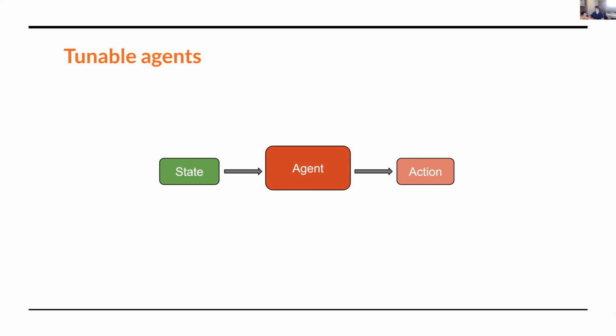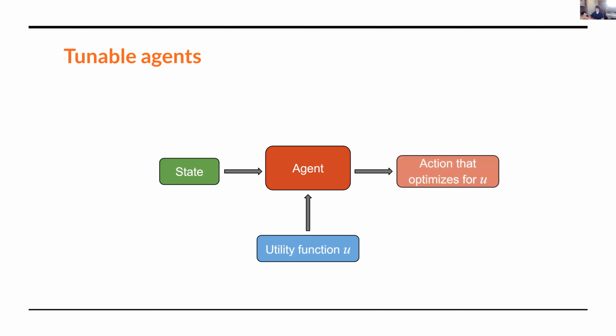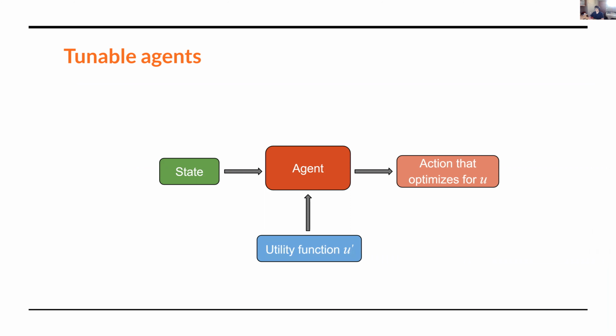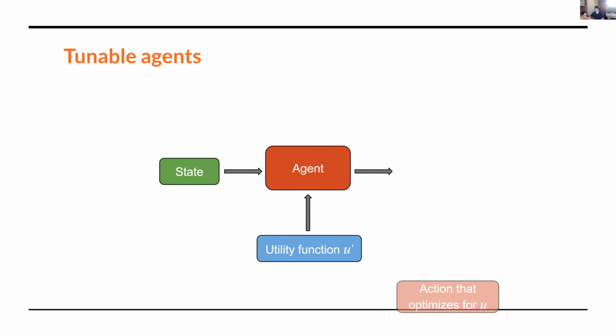In the traditional scenario, we have an agent who receives a state and outputs an action. But in reality, we actually have a function u that establishes what the optimal action for it should be, and we want the agent to output the optimal action for the given u. In the tunable agents framework, we want to be able to swap the utility function u with u prime, and then we want the same agent to understand the new utility function and give us the action that now optimizes for u prime.